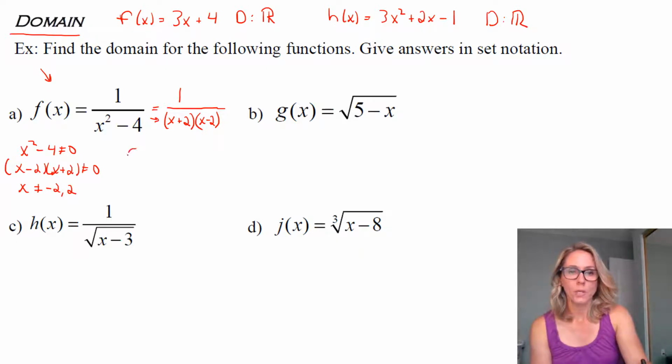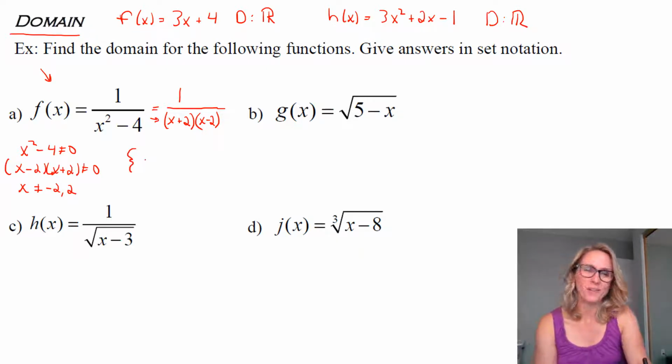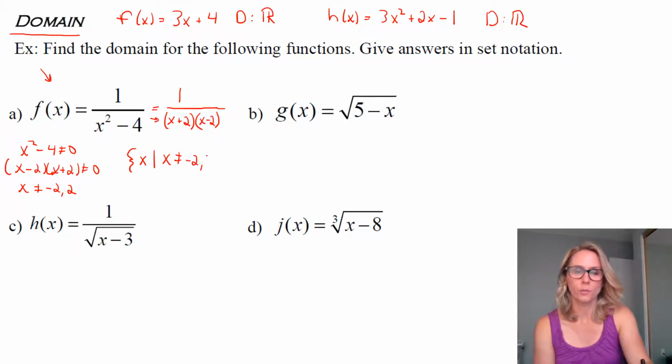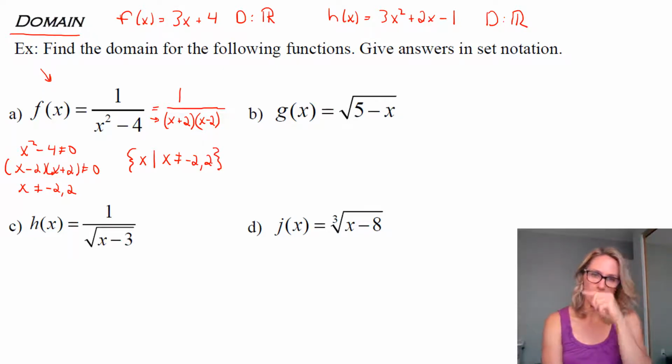To write that in set notation, it's pretty much what I just did, but we're saying the set of all x such that x is not equal to negative 2 or 2. So this just tells people it can be anything but those things.